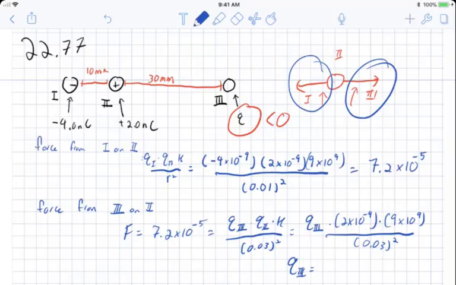Oh, I see what I did wrong. Okay, here, let me do it again. 7.2e minus 5 times 0.03 times 0.03 divided by 2e minus 9, divided by 9e9. All right.